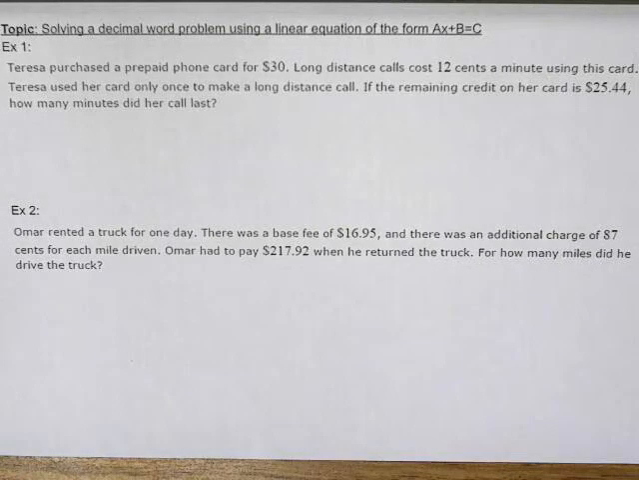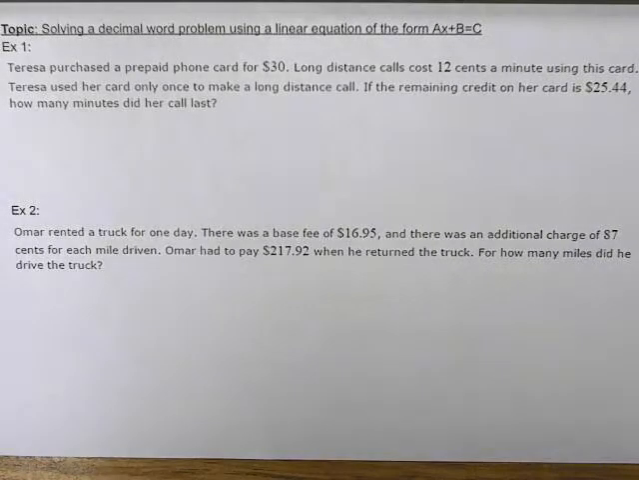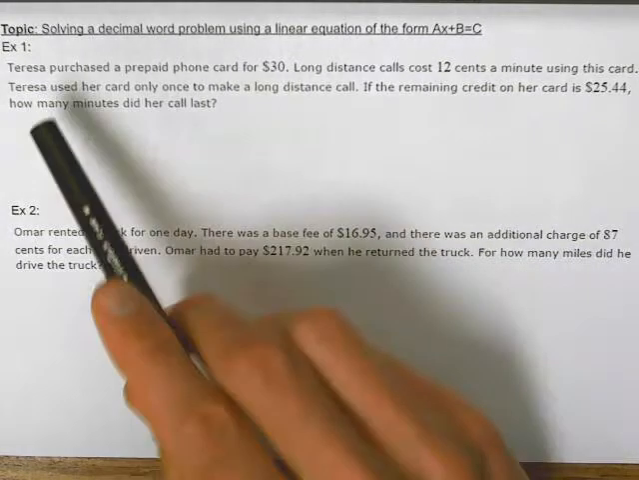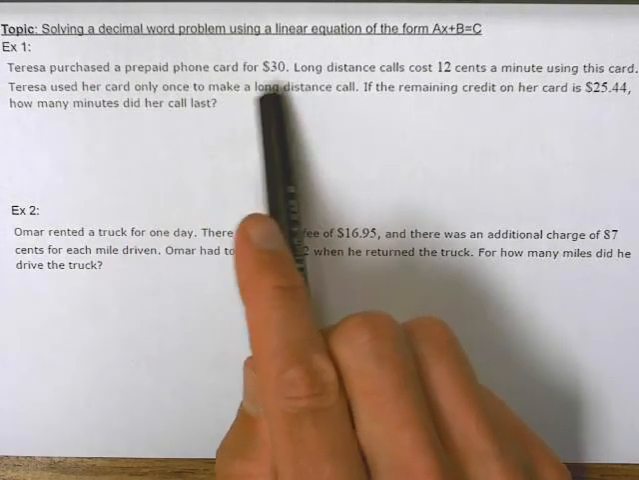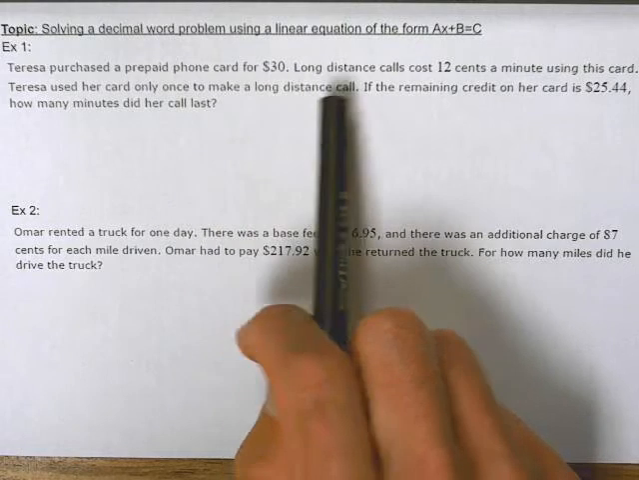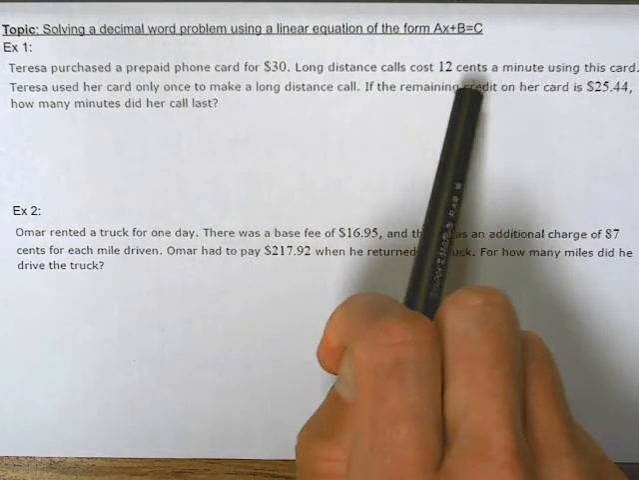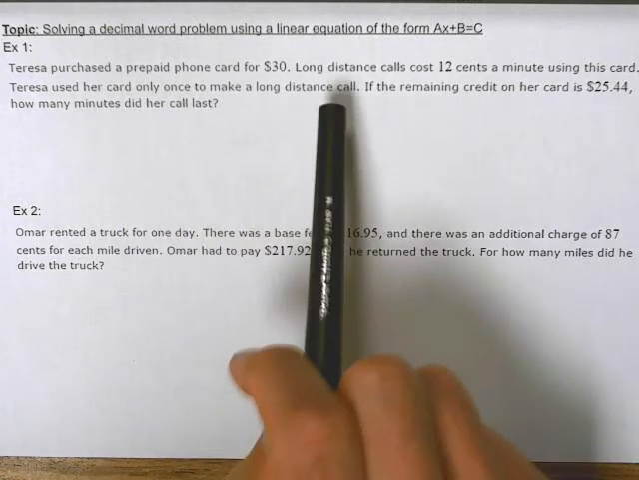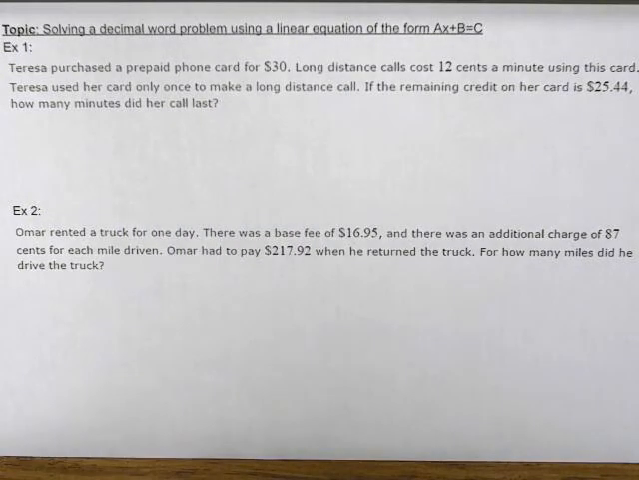Okay, here we're going to look at solving a decimal word problem using a linear equation of the form Ax plus b equals c. Doing two examples with you, the first of which is Teresa purchased a prepaid phone card for 30 bucks. Long distance calls cost 12 cents a minute using the card. Teresa used her card only once to make a long distance call. If the remaining credit is $25.44, how many minutes did her call last?